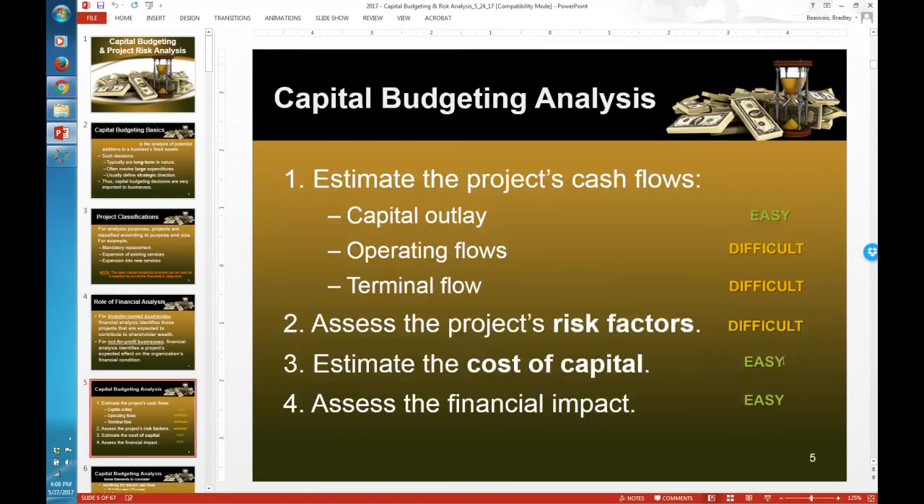Okay, now I will argue that capital budgeting, the actual framework, the actual math involved, is relatively easy. In fact, it's very straightforward. It's not unlike what we did in the very first section of the course with regard to net present value and internal rate of return. The difficult part about capital budgeting is understanding what all of the operating cash flows, any terminal flows, or any risk factors involved in the particular project are going to be.